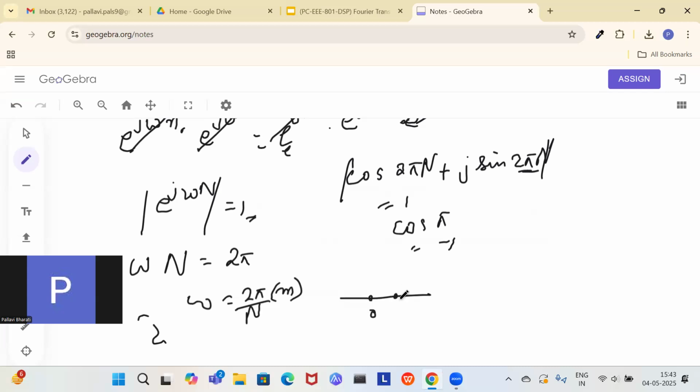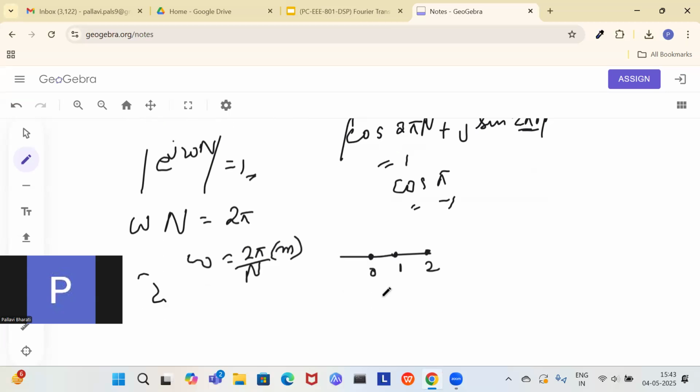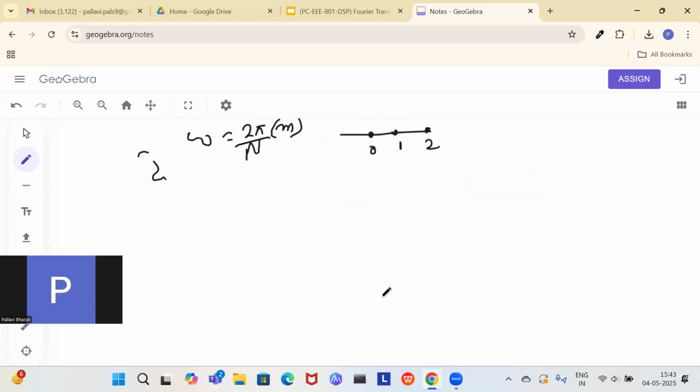Suppose I am sampling at the rate of 1 sample per second, then I have taken 0, 1, 2. In between, I have not taken anything. So if this value is coming in between these two, then there is nothing to be taken from there, and in that case it is not going to become periodic. Another way of seeing this is moving inside the circle.